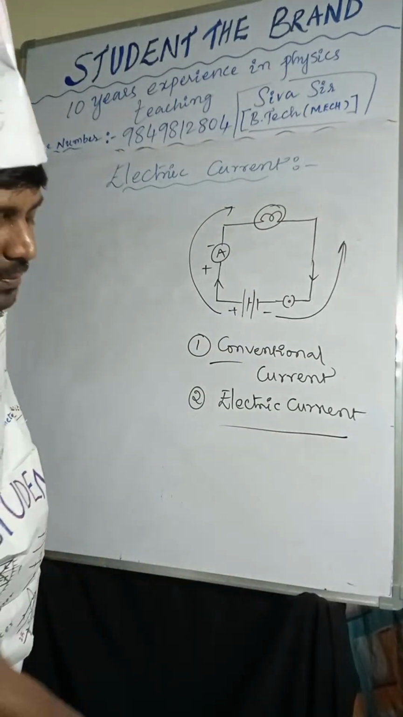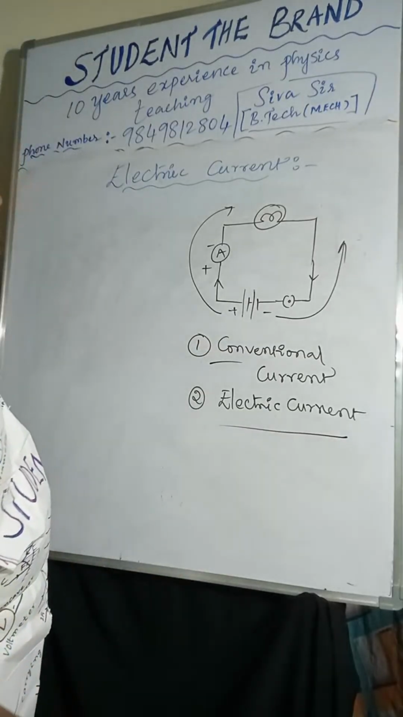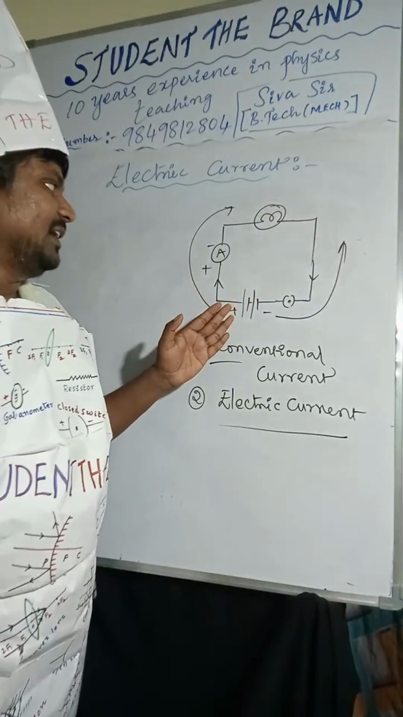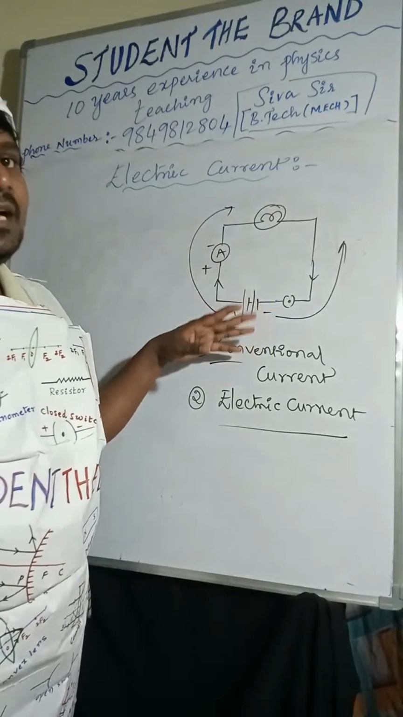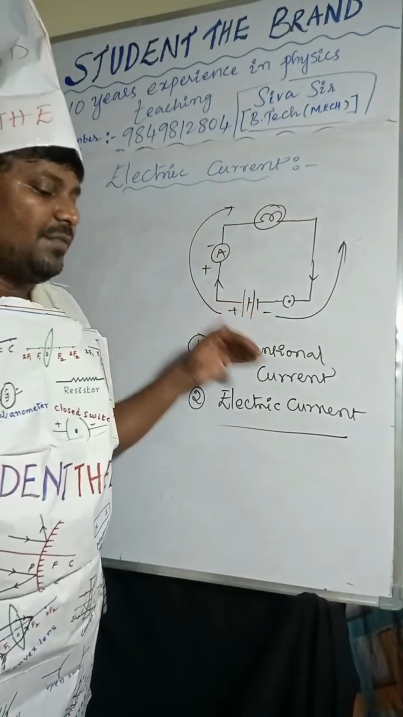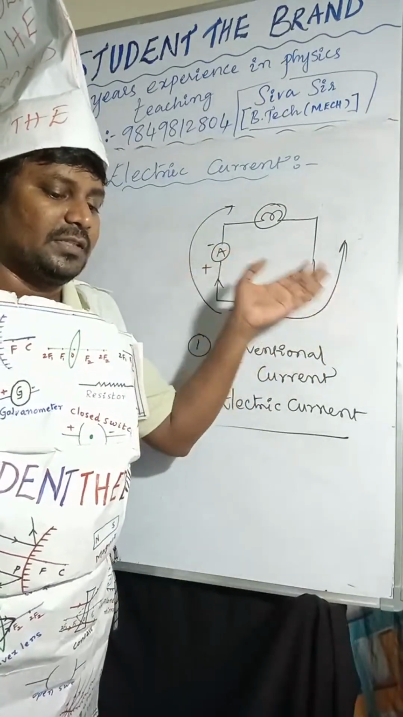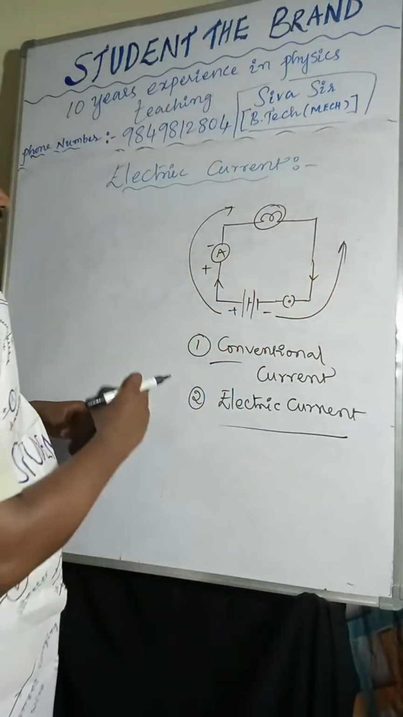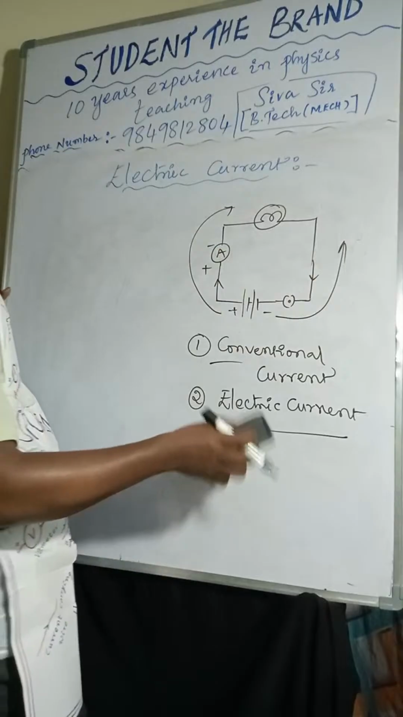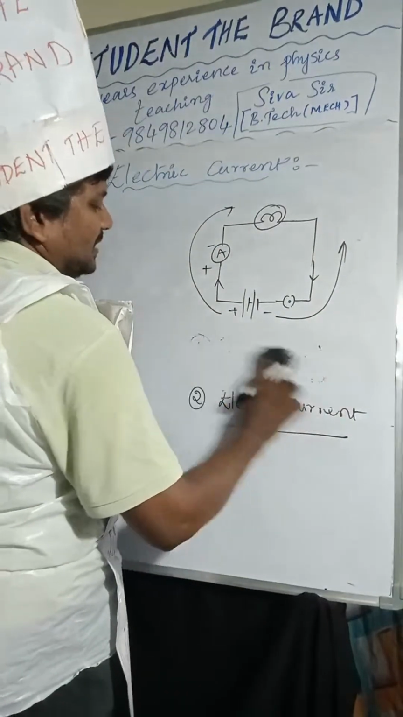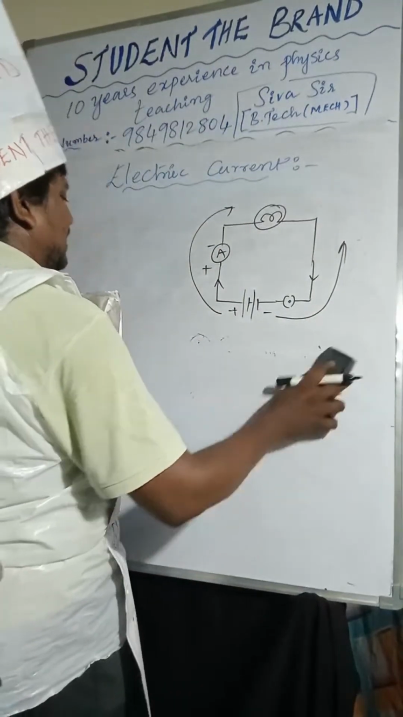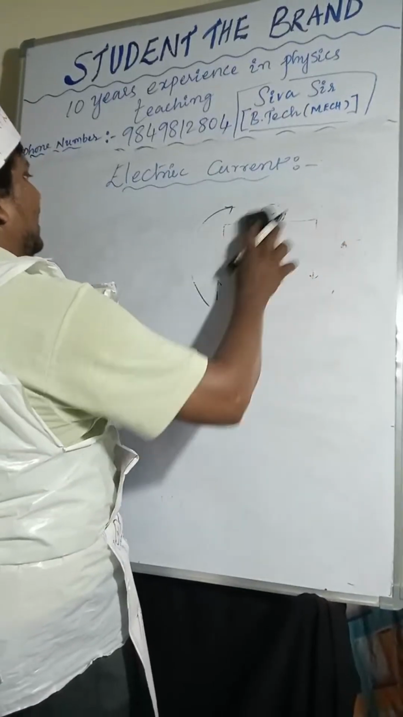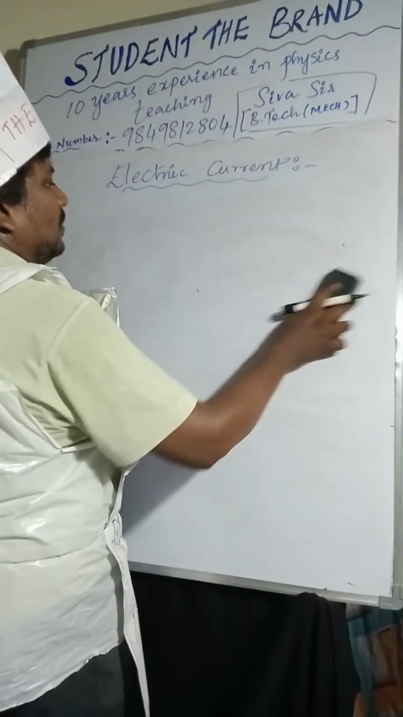So this is very, very important. Conventional current will be taken as the direction of flow of positive charges. Electric current direction is taken as flow of negative charges, that is nothing but flow of electrons. So conventional current is positive charges, electric current will be taken as negative charges. Normally if you are taking current, I equal to Q by T.